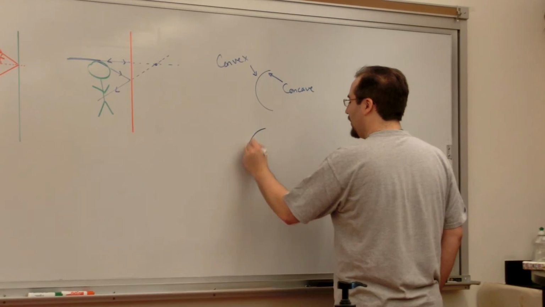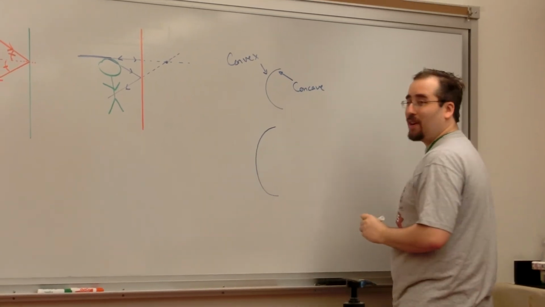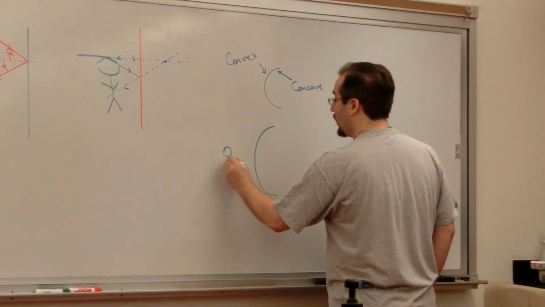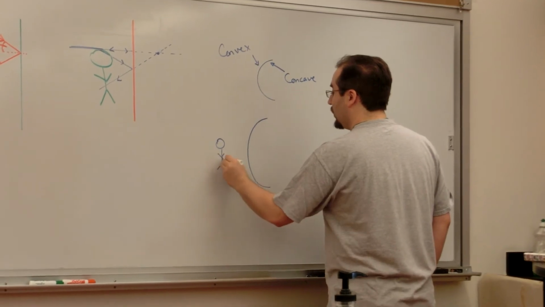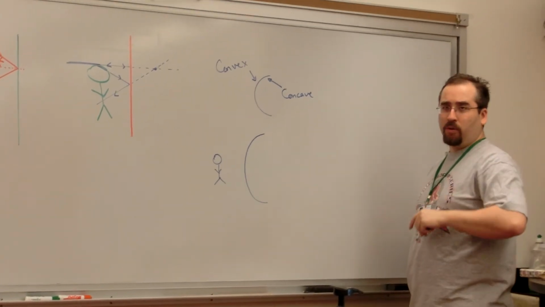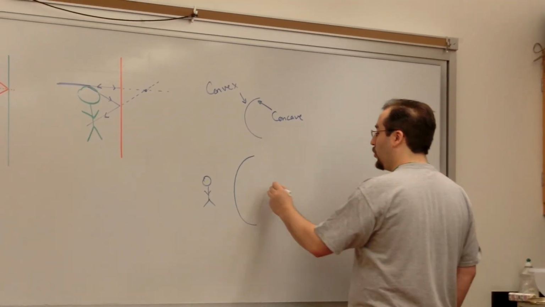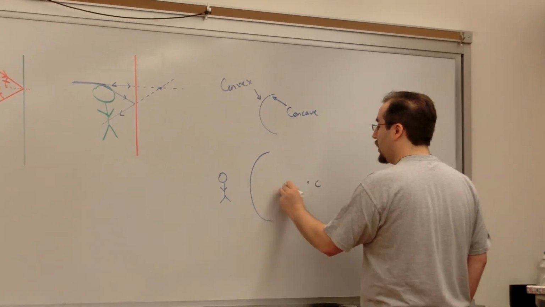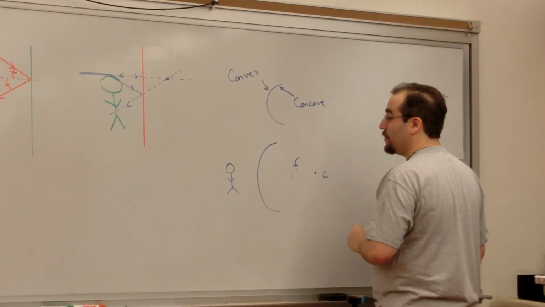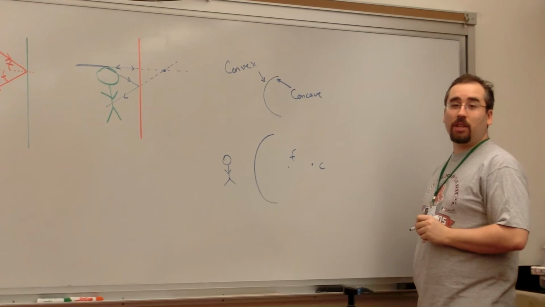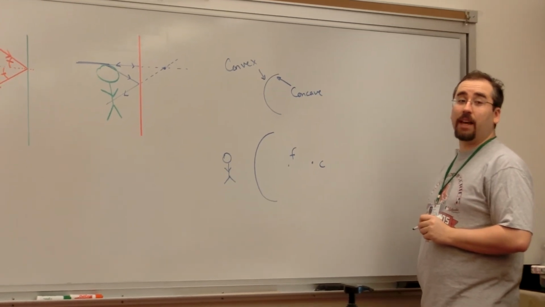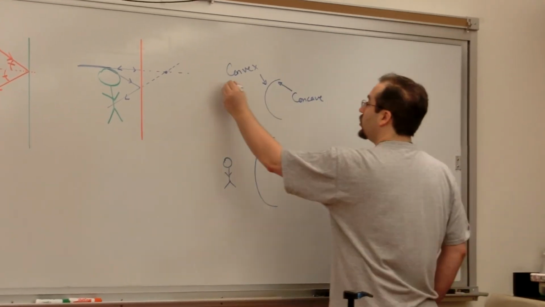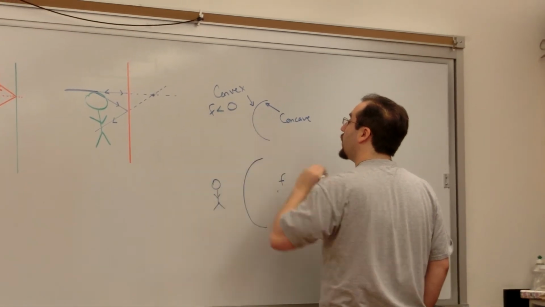I think it's positive. If this is my mirror, because it's convex, where's the focal point? The focal point, the center is somewhere over here, and it is on the virtual side of the mirror. So inside of the mirror. Negative. So F is less than 0 for a convex mirror.